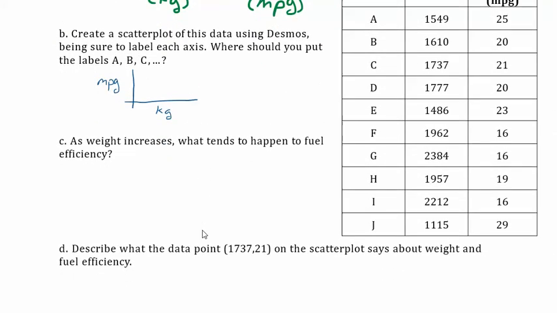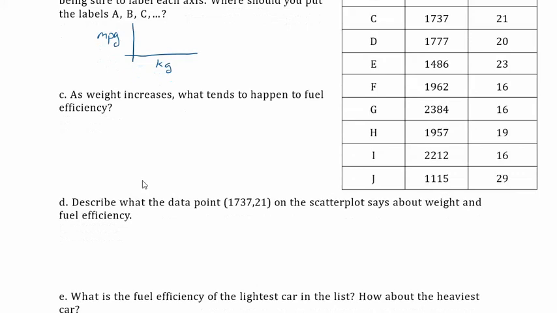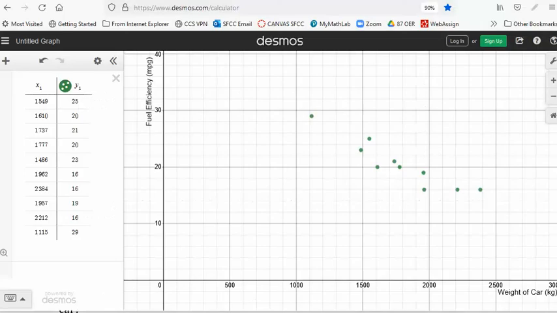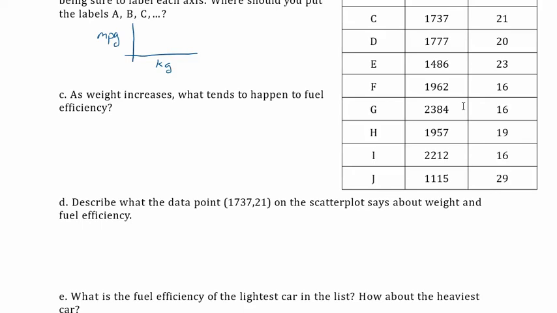Okay, let's go back and see what kind of questions we need to answer. As weight increases, what tends to happen to fuel efficiency? Let's take a look. So as the x value is increasing, or the horizontal, the independent variable, let's call it, is increasing, what's happening to the fuel efficiency? It looks like it's decreasing, right? We can see that pretty easily from these points as compared to looking at this table that was probably a lot harder to see. So let's write this down. So we can say it decreases.